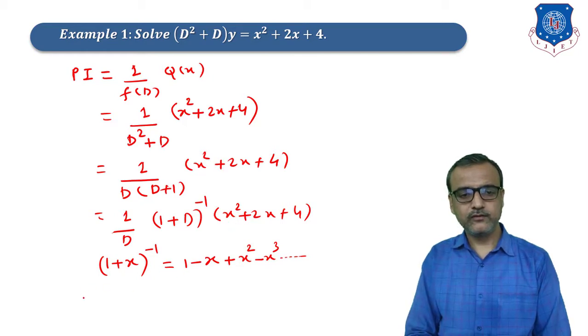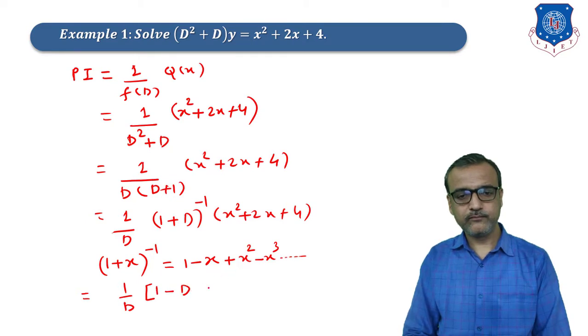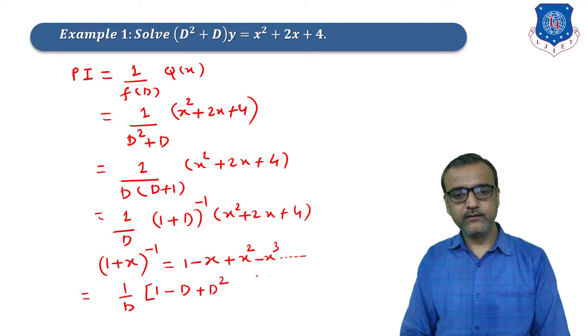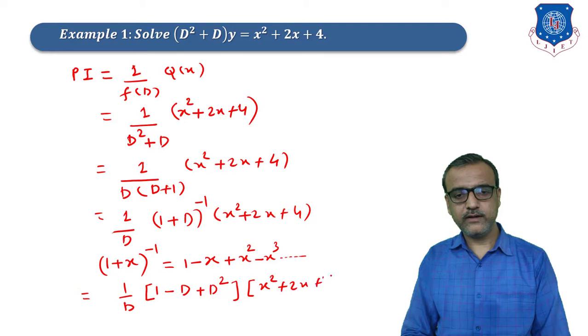So this is equal to 1 over D, into bracket. You can replace x by D in this expansion to evaluate (1 + D) raised to minus 1. So we have 1 - D + D^2, and we will eliminate the terms from D^3 onwards, as D^3 of x^2 will become 0, and this x^2 + 2x + 4 as it is.